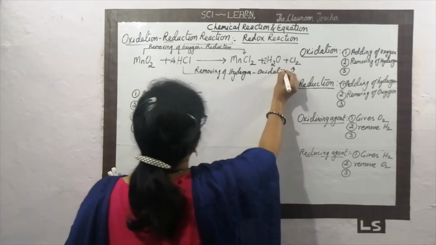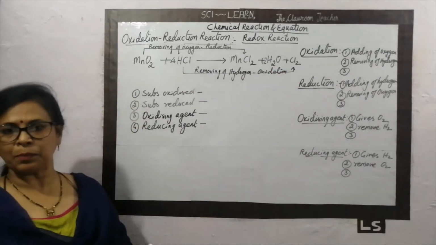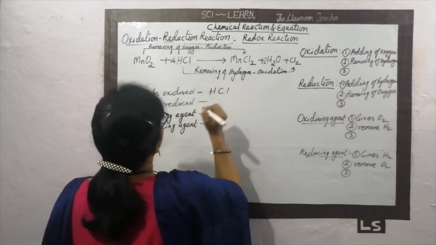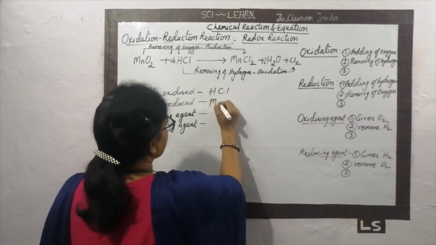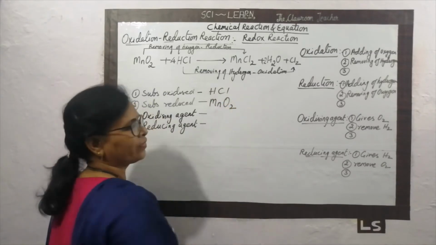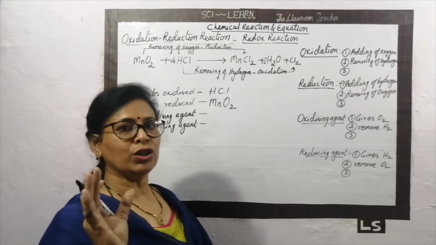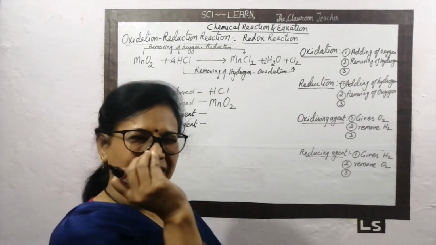Okay. The substance which is oxidized. Which substance is oxidized here? The substance which is oxidized is HCl, and which substance is reduced here? That is MnO2. And which is the oxidizing agent and which is the reducing agent? I am going to tell you. Simple, the thing is there.